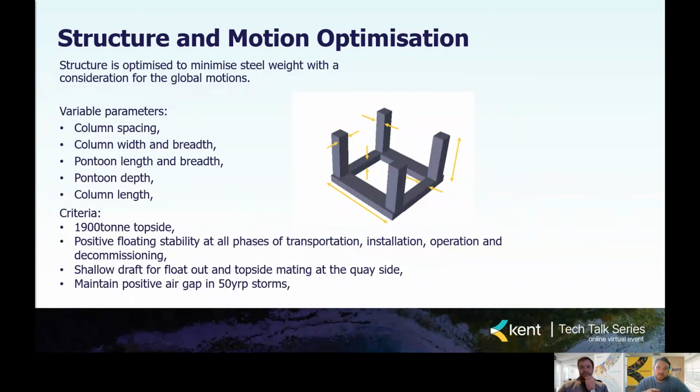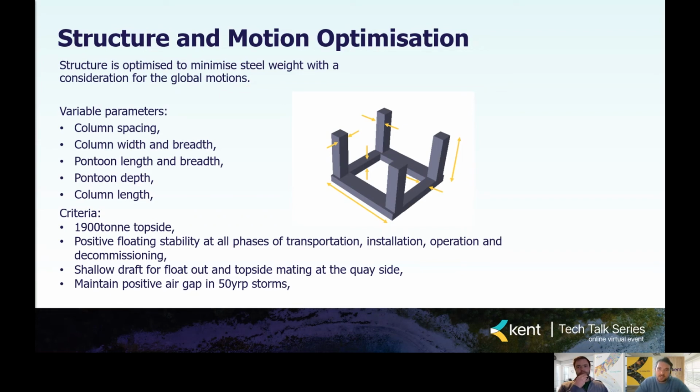So as discussed, the analysis is set up with a number of variable parameters, which the optimization tool can modify in order to converge on the optimum set of solutions. And in this example, where we're aiming to minimize both the steel weight and the topside accelerations, the parameters that we can vary are the column spacing, the column width and breadth, the pontoon length, the pontoon breadth, the pontoon depth, and the column length. So we've really got quite a number of variables that we can consider in just one study.